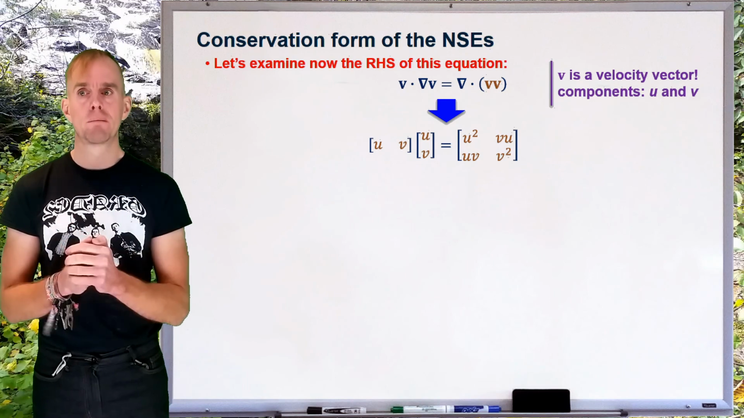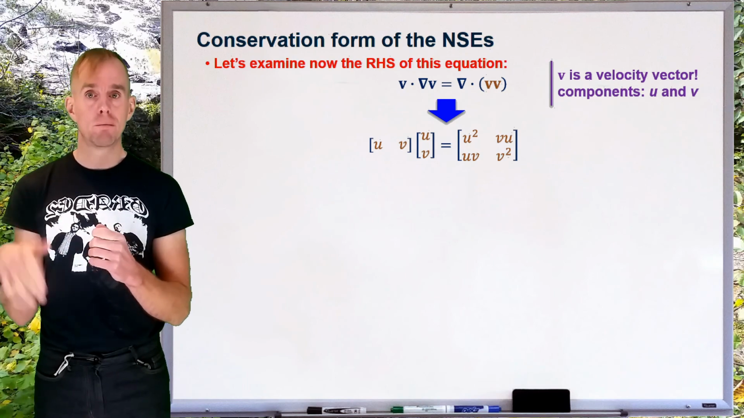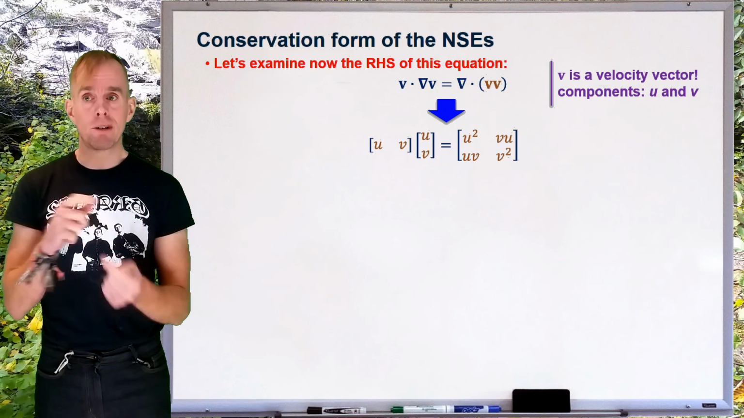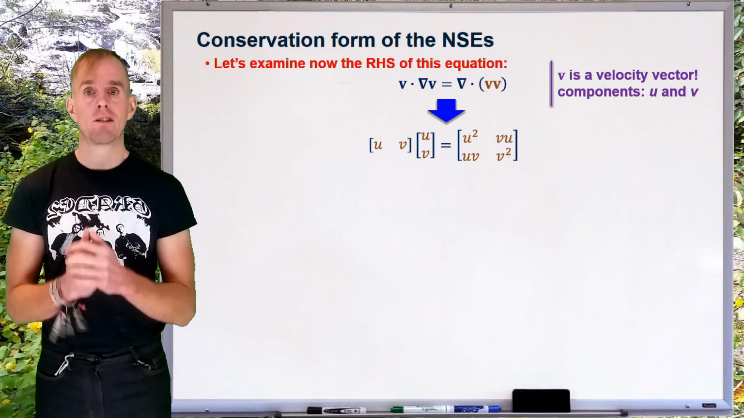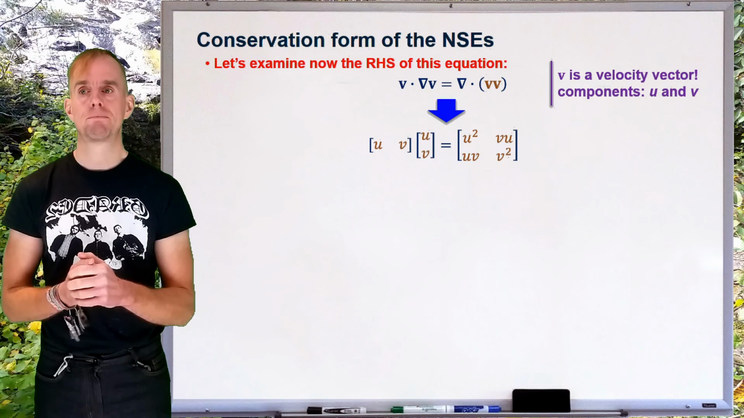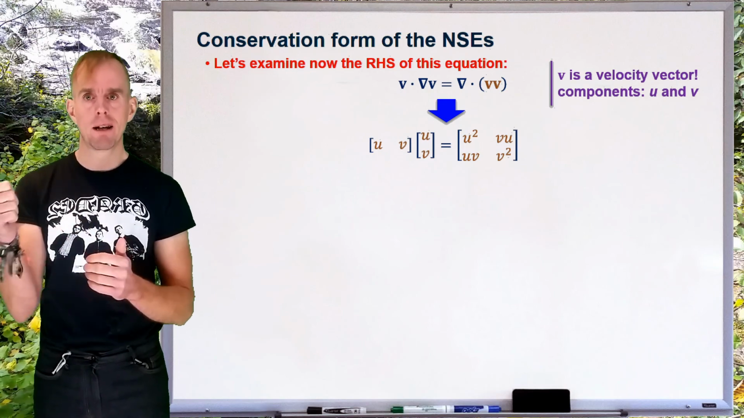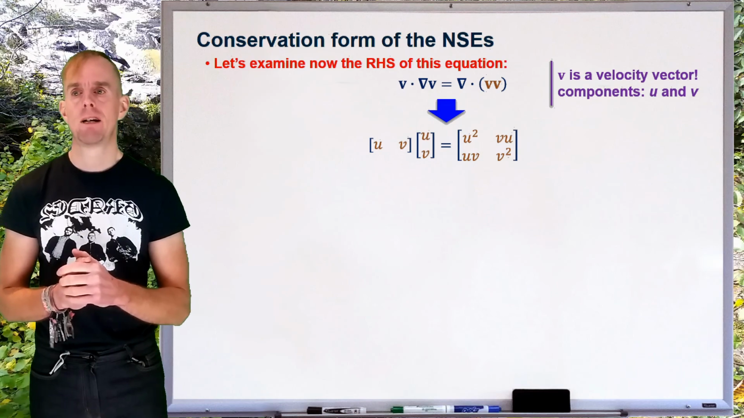And so on this line on the board I've got uv, which is my velocity vector, multiplied by uv, and I just multiply those vectors together and I get the tensor that I've written down, a 2 by 2 matrix. U squared, vu, uv, v squared, going from left to right and top to bottom.